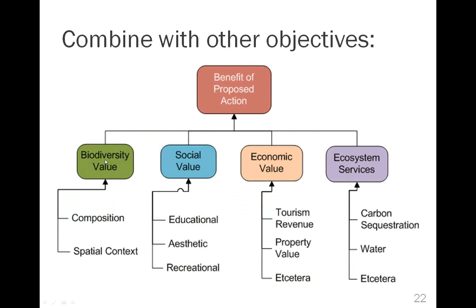Then you can combine your biodiversity value with a variety of other different values that are important to the decision at hand. So you can look at social value, economic value, ecosystem services. Again, these are just the tip of the iceberg as far as example criteria that can go into this framework.